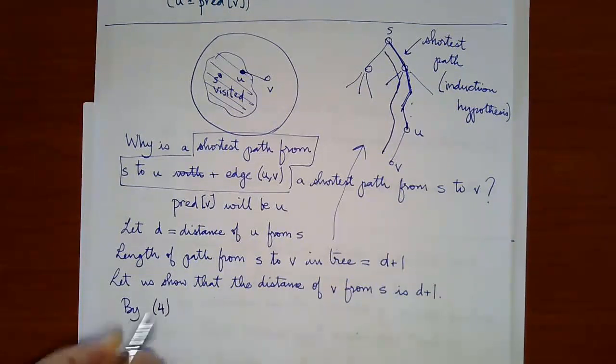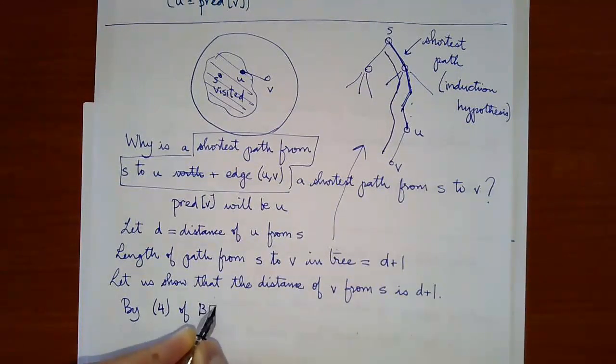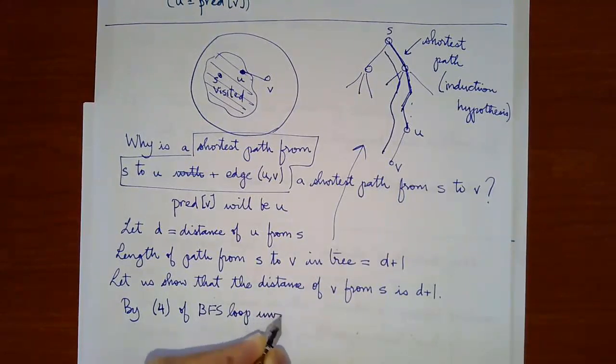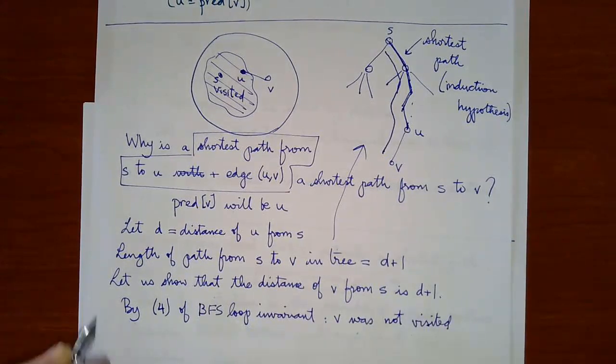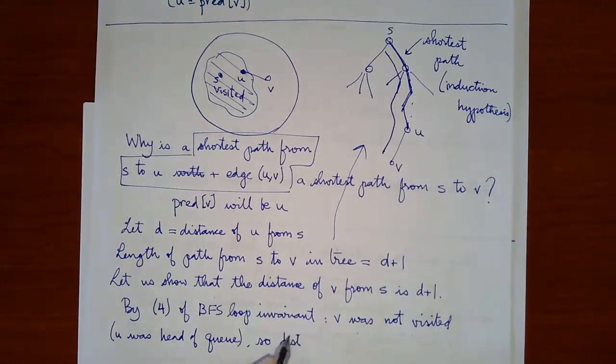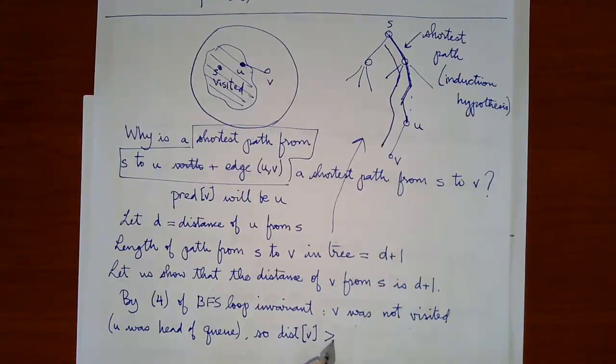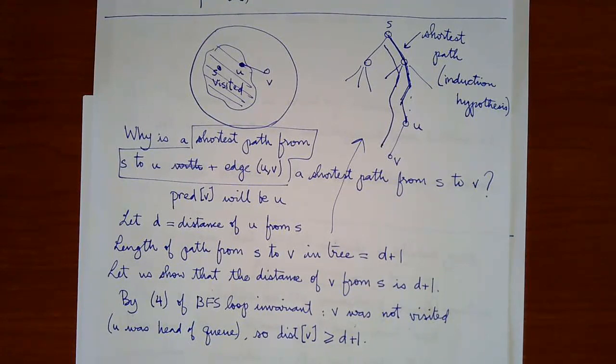By point 4 of the BFS loop invariant, V was not visited, U was the head of the queue, so the distance of V was greater than or equal to D plus 1. But why is it equal to D plus 1? Because U is the predecessor of V. And by point 3, it should be at most 3.